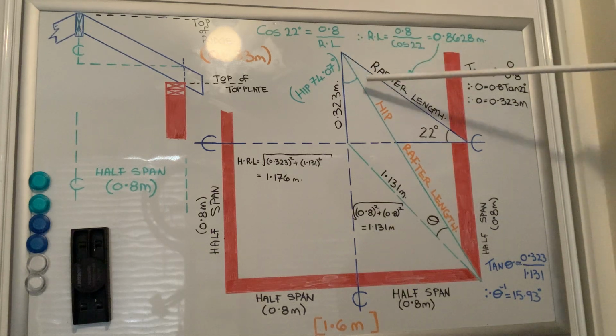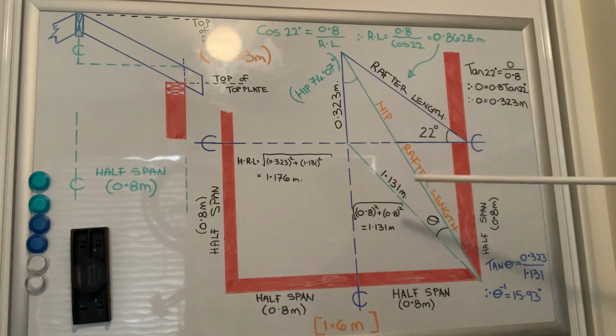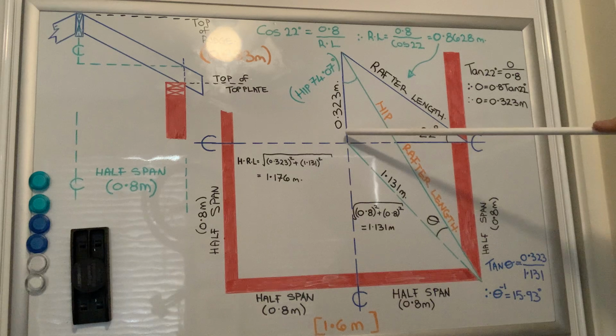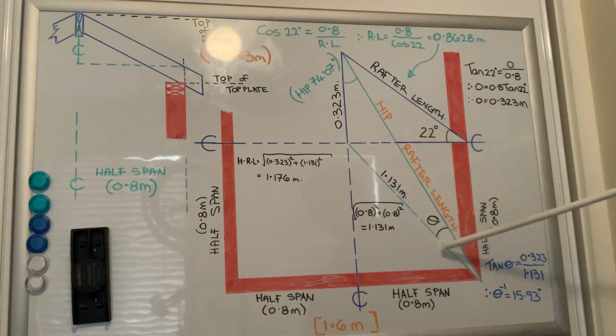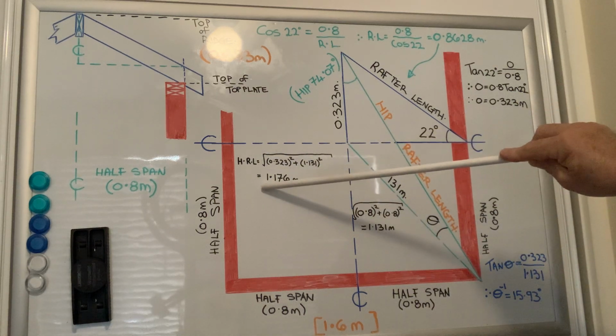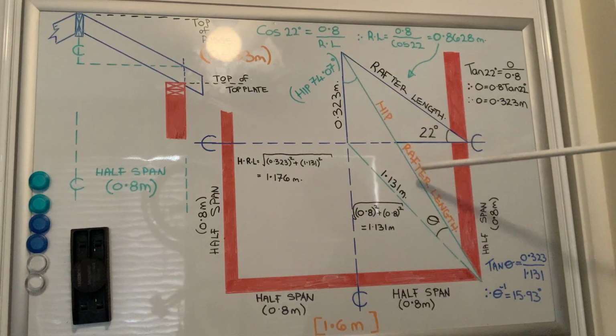Now let's work out the distance of our hip rafter length. I use simple Pythagoras' theorem. So I said 0.323 squared plus 1.131 squared. The square root of all of that gives us a total of 1.176 meters. So that hip rafter length is 1.176 meters. So that's how we work out our rafter lengths and our hip rafter lengths and our associated angles.